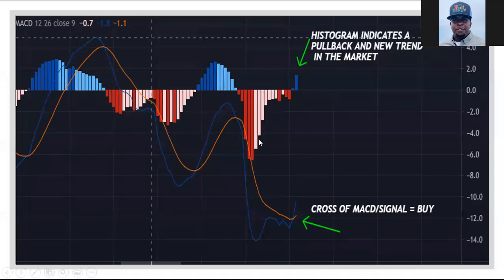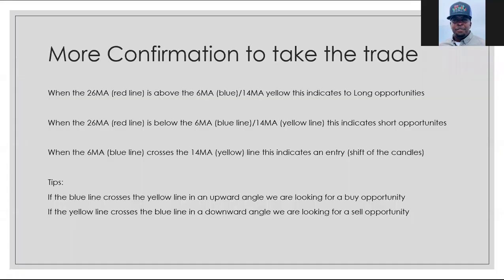Simplicity. Good job. All right, so let's talk about our confirmations. More confirmations to take the trade.